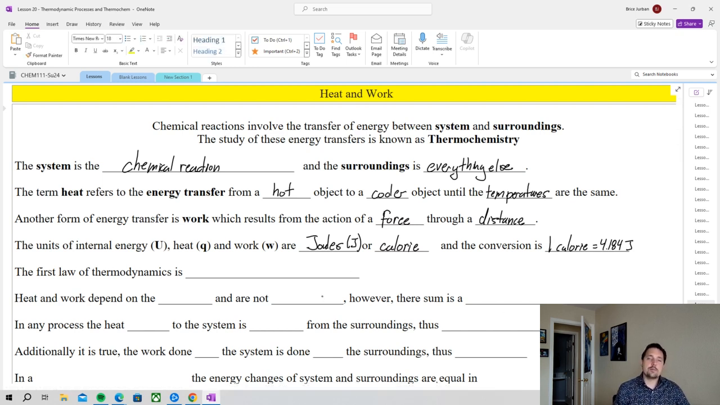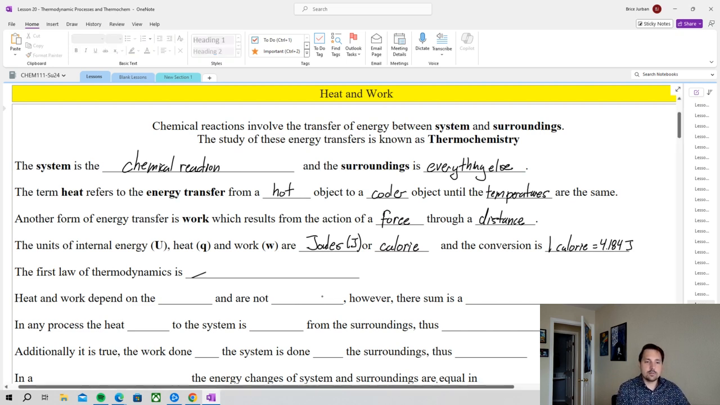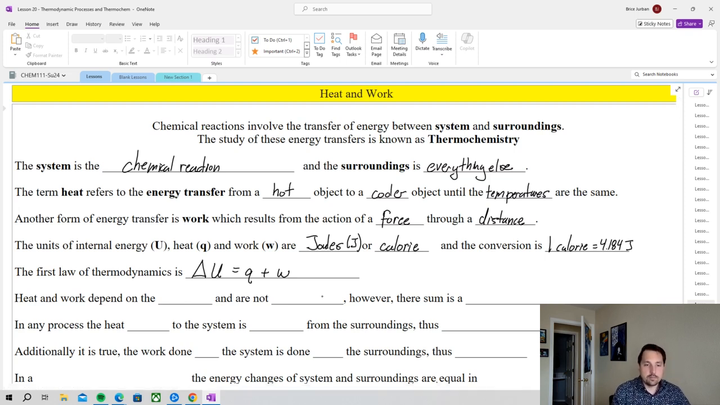The first law of thermodynamics describes how heat and work changes relate to the internal energy. And it distills down to a simple equation: the change in the internal energy is equal to the sum of the heat and the work.